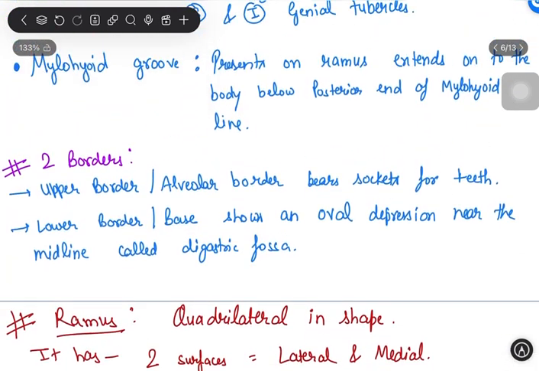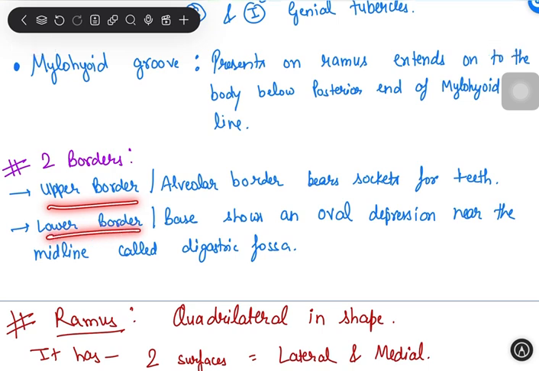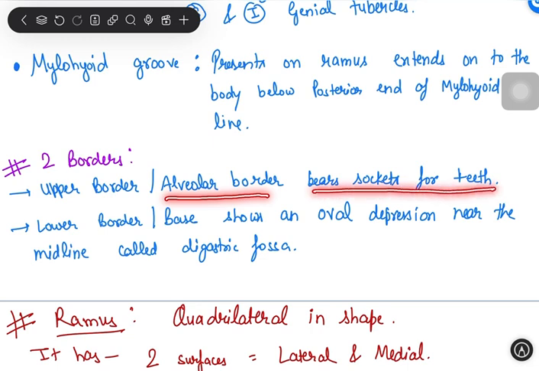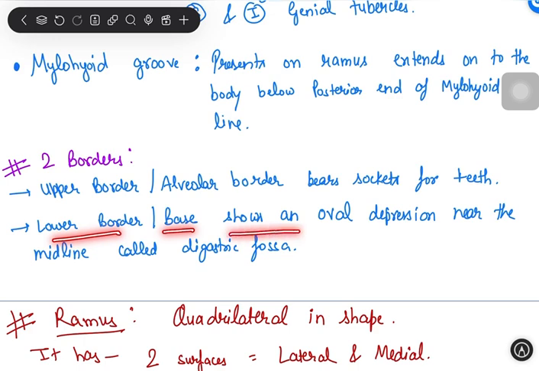Now we have the two borders, the upper border and the lower border. The upper border is also known as the alveolar border, which bears sockets for the teeth, while the lower border is also known as the base, which shows an oval depression near the midline called the digastric fossa.